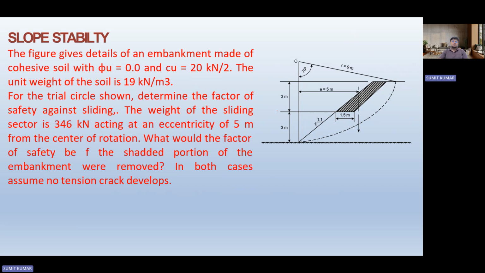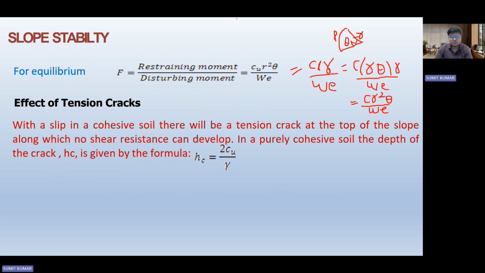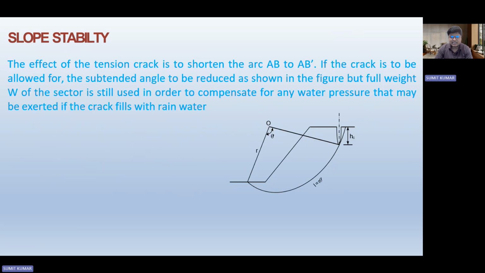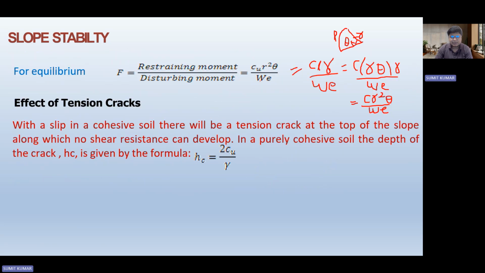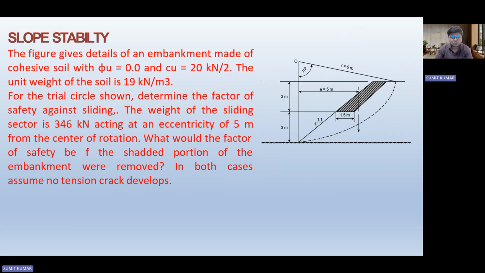Okay, so this question is based on this concept only, that is Cu into R square into theta by W into E. Let me explain. W is given as 346, capital W, while cohesion in this problem is 20, and angle of internal friction is 0, and theta is equal to 70 degree, R equal to 9. Let me write everything, then you do the calculation by yourself.